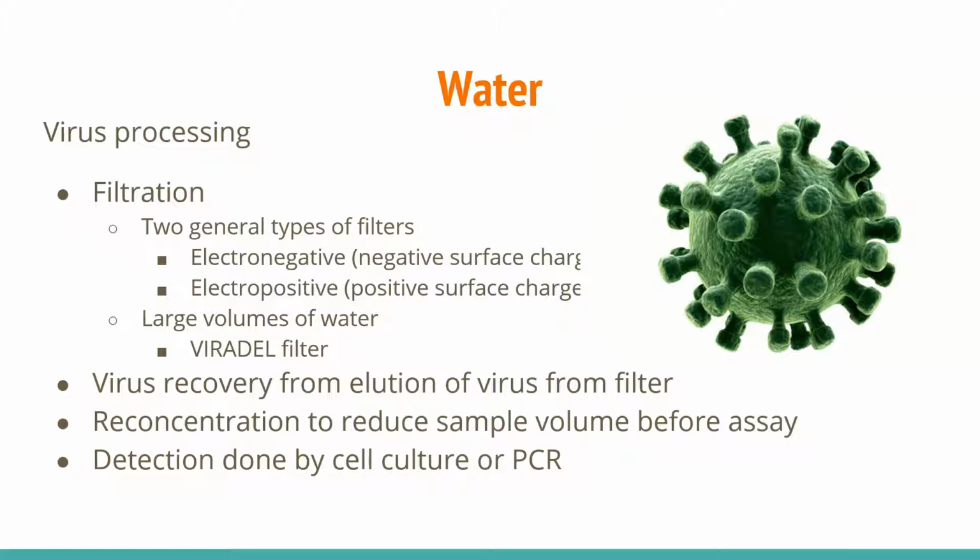There are two main types of filters, which are electronegative and electropositive. If you are sampling a very large volume of water, a virus adsorption or Virosorb filter is used. The virus is then recovered from the filter through elution, as well as a reconcentration step to reduce the sample volume before assay. Detection of viruses is then done by cell culture or PCR.